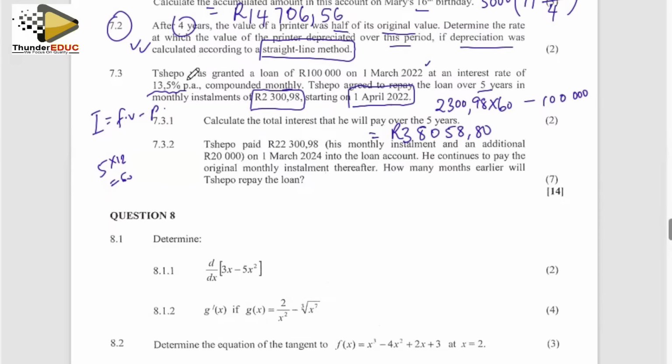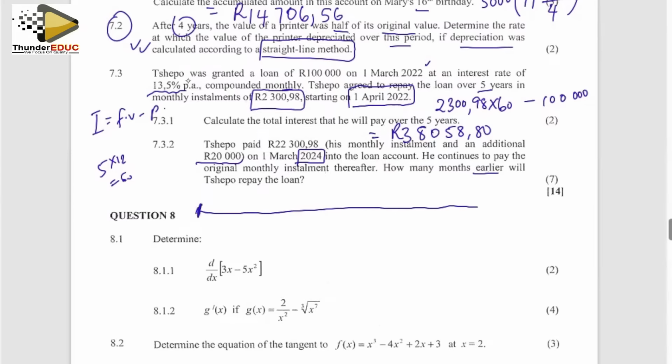7.3, 7 marks. Tsepo paid 22,300.98, which means it was the monthly installment and some additional amount of 20,000 on the 1st of March, 2024 into the loan account. He continues to pay the original monthly installments. After how many months earlier will Tsepo repay the loan? Let me try to have something like a timeline here.